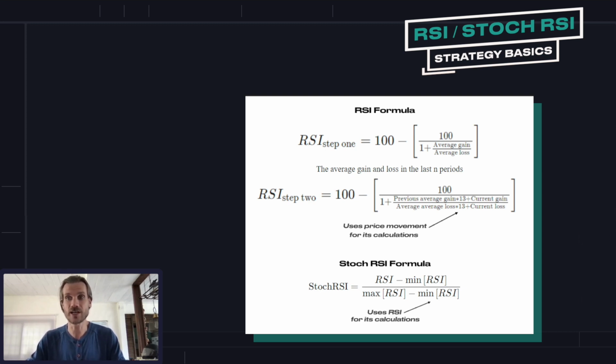But the Stochastic RSI, a separate but similar indicator, uses the RSI itself as the primary data source, providing a slightly different perspective on any given asset's price action, with the Stochastic RSI being more focused on shorter-term trend changes rather than the longer-term oversold and overbought conditions that the classic RSI aims to highlight. So now let's take a look at the Stoch RSI.